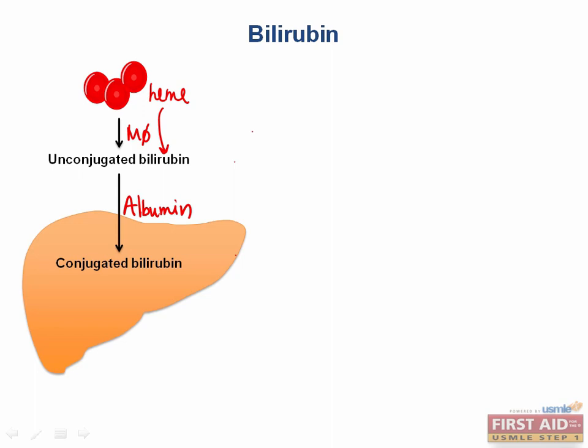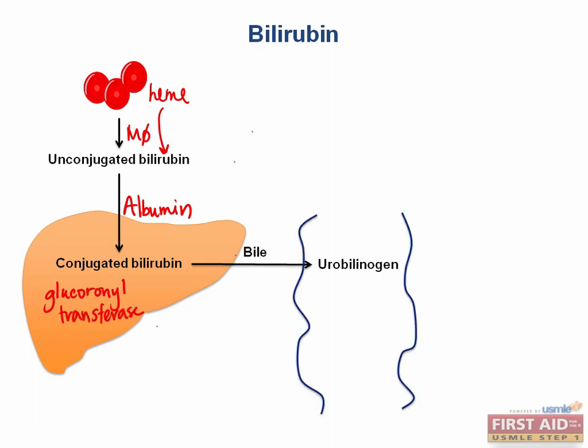The hepatocytes take up the bilirubin, conjugate it using glucuronidase, and then excrete it into bile. The bile is excreted into the duodenum, and bacteria in the gut act on conjugated bilirubin to form urobilinogen. Most of this, about 80%, is excreted in feces as stercobilin, which is responsible for the color of stool.